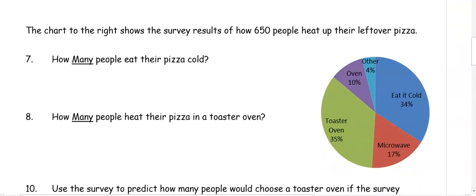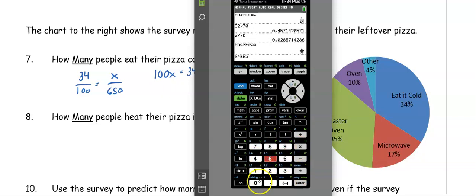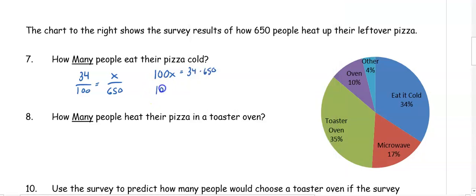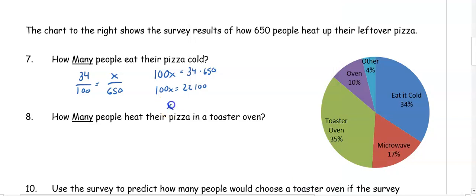The chart to the right shows the survey result of 650 people heating up leftover pizza. How many people eat their pizza cold? So 34% eat it cold. So 34 out of 100 is equal to x over 650. So when we cross multiply, we get 100x equals 34 times 650. So we get 100x equals 22,100. And when we divide by 100, we get 221 people.